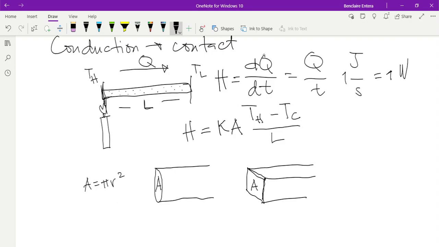Why is that? Take note that this is time rate. Okay, time rate. This is heat transferred per given time. The longer the length, the farther the length, the more time required for heat to be transferred. But it's directly proportional to this difference. The greater the temperature difference, the greater the amount of heat being transferred.